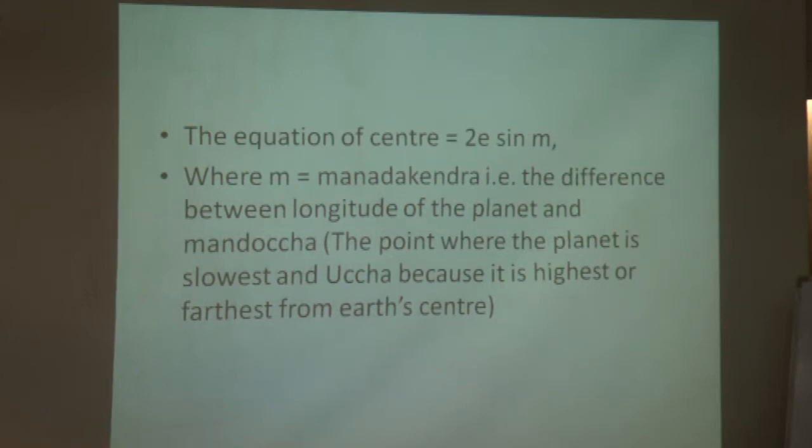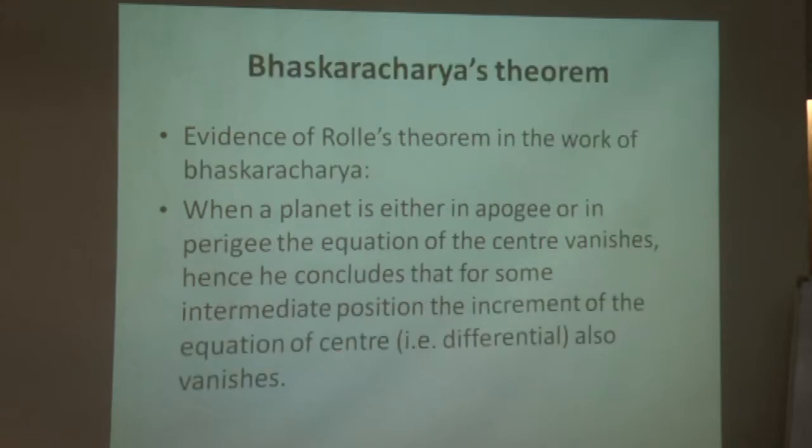In modern astronomy, the equation of center is given as 2e sin M. Bhaskaracharya had already interpreted this particular equation of the center, where M is interpreted as Manda Kendra, the difference between the longitude of the planet and the Mandocha. The Mandocha means the point where the planet is slowest, and Ucha because it is the highest or farthest from the earth's center. And then the Bhaskaracharya's Rolle's theorem.